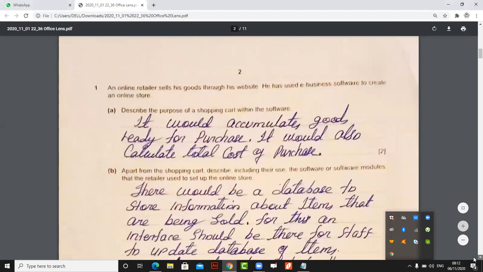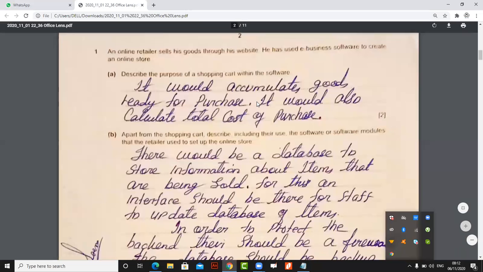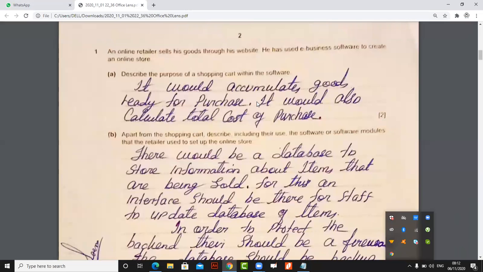While I'm doing this, just think over what the answers would be. An online retailer sends his goods through his website. He has used e-business software to create an online store. Describe the purpose of the shopping cart within the software. The majority of students were able to do this question right. They did mention that it would accumulate goods ready for purchase. It would also calculate the total cost of the purchase.